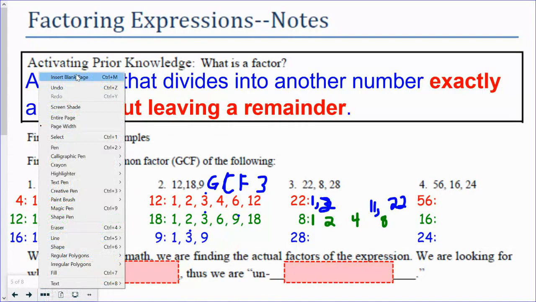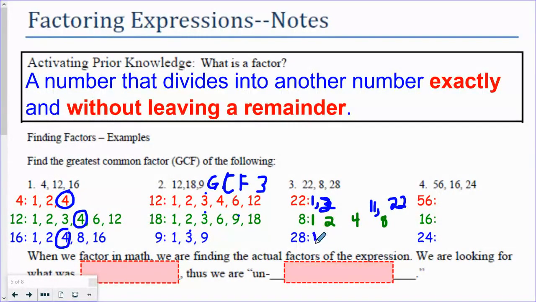What about 28? That one's got some different ones. Obviously, 1 goes into every number, so that's why we always start with that one. And I put the number itself at the end. What about 2? Is it an even number? Yes, it is. 2 and 14.